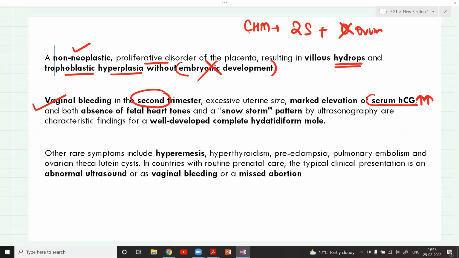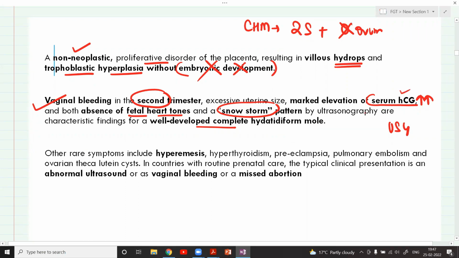So this history is very important to understand. In which molar pregnancy will the HCG rise a lot, or in which pregnancy will the HCG rise be less? Depending on that, on the clinical aspect also, we have to differentiate. Now there will be no fetal heart sound heard in case of CHM, because no embryonic development was there. The ultrasonography will show a characteristic snowstorm pattern. These are all the clinical findings you will see in a well-developed complete hydatidiform mole.